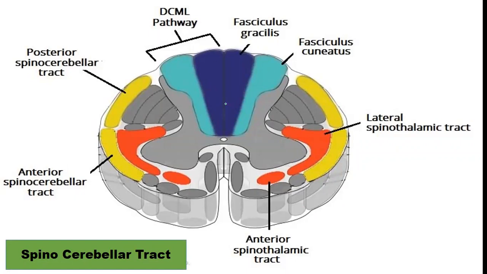Then the fasciculus cuneatus and fasciculus gracilis. We have already seen what they are concerned with, the upper extremity and lower extremity parts. Then we see the posterior spinocerebellar tract, that is this one, then the anterior spinocerebellar tract here. Then we have the lateral spinothalamic tract and anterior spinothalamic tract. Just remember this diagram. It can help you memorize the spinocerebellar tracts.